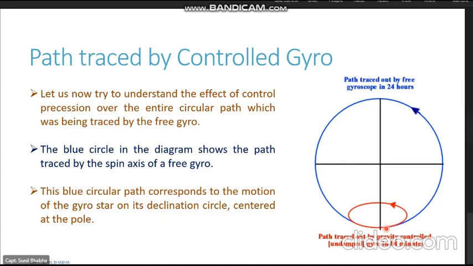Another important thing, you can see that the path has become very much smaller and shorter than before. This path is now traced out by a gravity controlled gyro. The blue circle was being traced in 24 hours, whereas the red elliptical path is being traced out in 84 minutes.